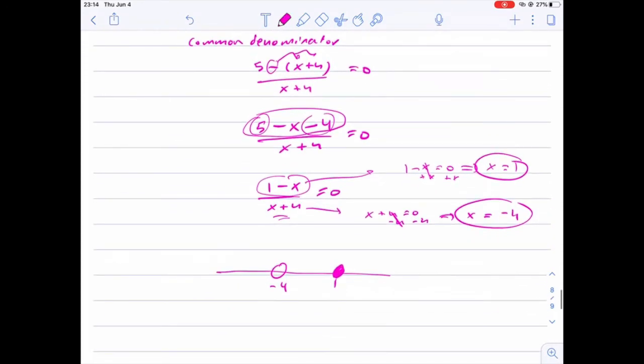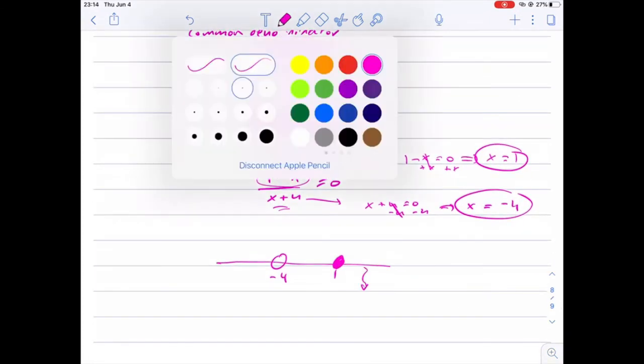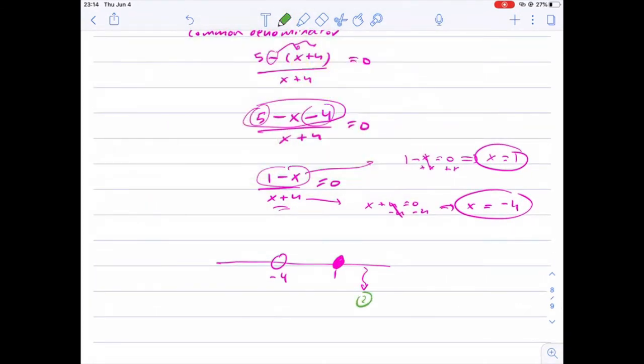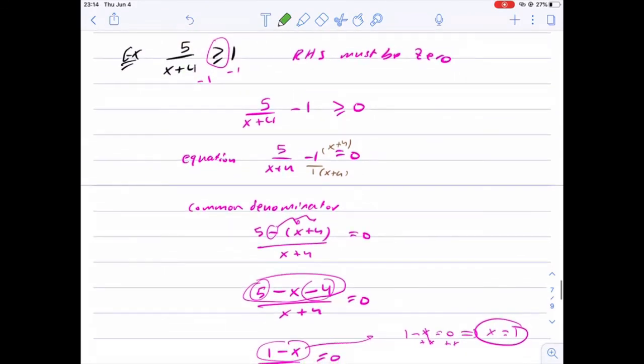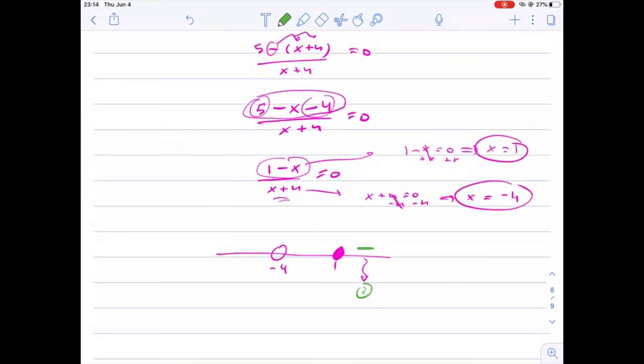Now we study the sign. We can choose some value greater than 1, let's choose 2. If we choose 2, we can substitute here. Let's substitute 2: 5 over 2 plus 4 is 6, minus 1. Is this greater than or equal to 1? This is less than 1, so the answer is negative here.